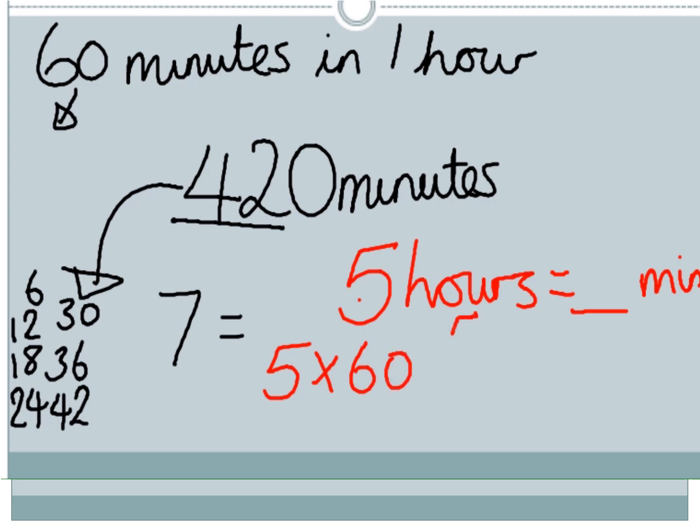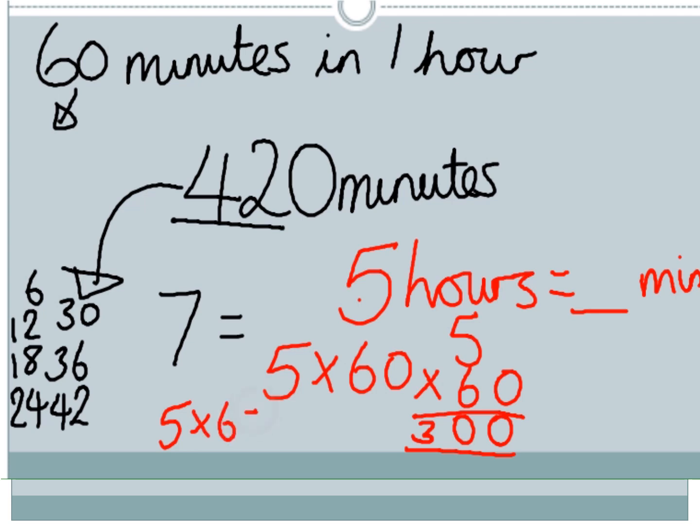You could do 5 times 0 is 0, 5 times 6 is 30, that'd be 300. Or you could do 5 times 6 equals 30, and then you times it by 10 to make it 60. Times by 10 equals 300. So 5 hours equals 300 minutes.